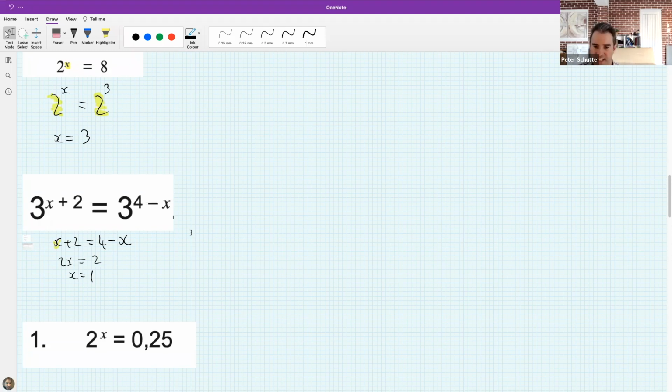Okay, so Felile says that we can convert 0.25 to 1/4. I think that could be quite helpful. Yep.